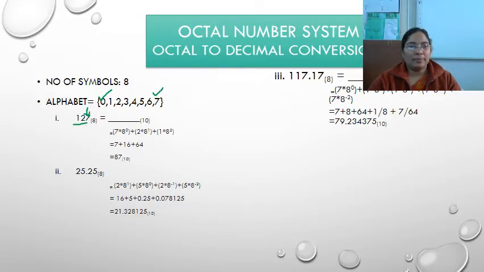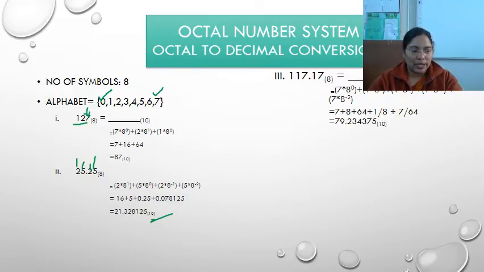You see one more example, 25.25. So 2 multiplied by 8 to the power of 1, 5 multiplied by 8 to the power of 0, 2 multiplied by 8 to the power of minus 1, 5 multiplied by 8 to the power of minus 2. So this will give you the decimal equivalent of an octal number. Is it not similar to binary to decimal? Yes, it is similar.